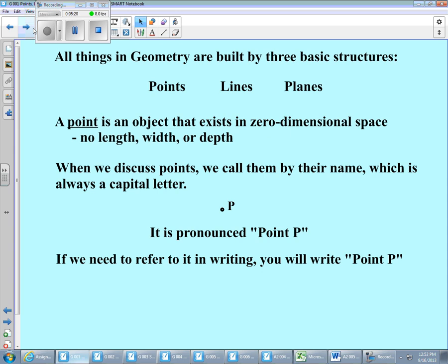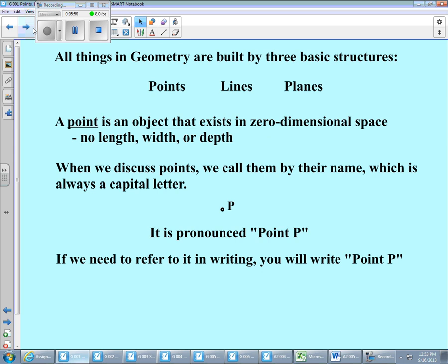Points are the most basic definition in Euclid's little world, in zero-dimensional space. Zero dimensions, what does that mean? It means they have no width, no length, no depth. In fact, a point is something that we cannot even visually comprehend. Our three-dimensional eyes and brain cannot see a point because it doesn't have any volume to it. It does not exist to us in three dimensions, but we understand the concept of it.